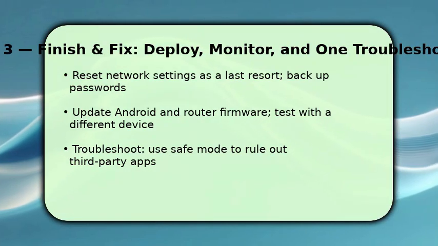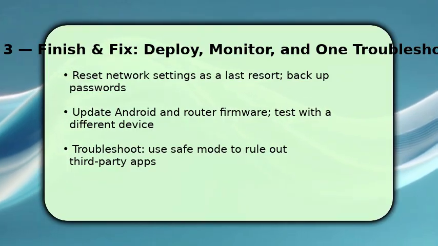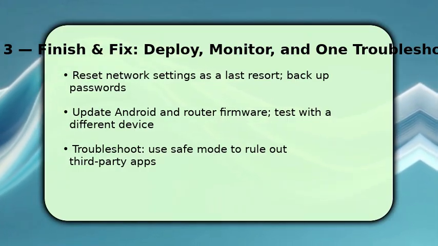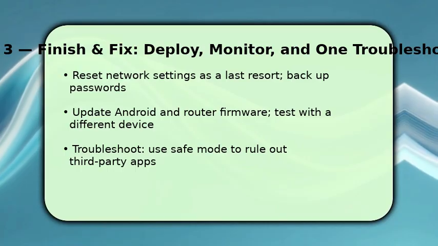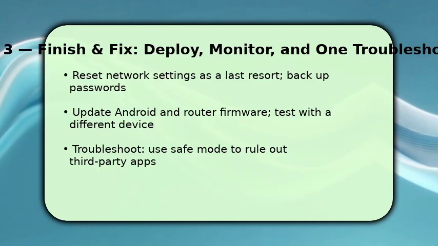Finish by applying definitive solutions. If issues persist, reset network settings. This clears Wi-Fi, Bluetooth, and mobile settings, so backup saved passwords first. Update Android system and router firmware. Outdated firmware often breaks compatibility.